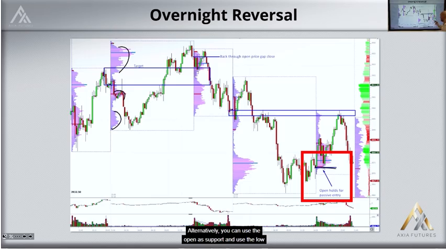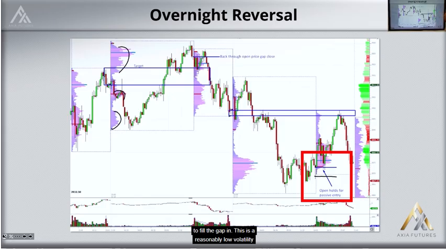Alternatively, you can use the open as support and use the low of the current cash session as your stop. This creates a much more clearly defined stop, a smaller stop as well, which gives you about a 4 handle stop, still with the same target to fill the gap in.